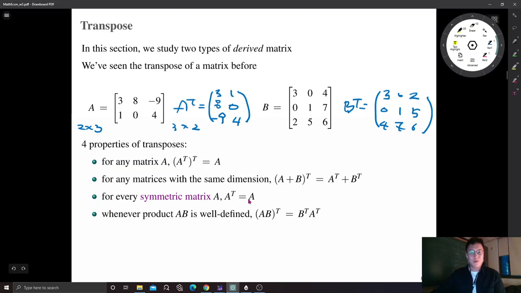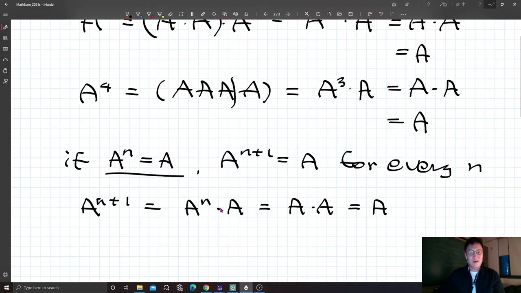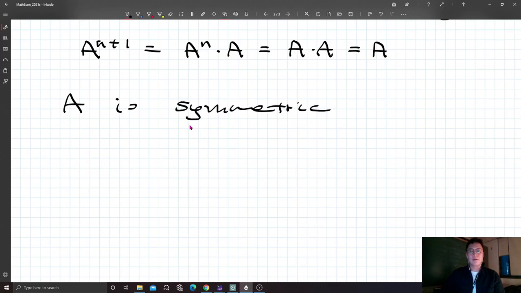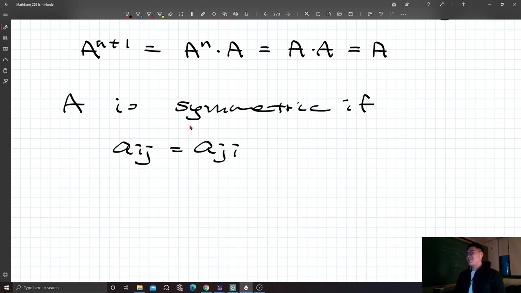Now let me introduce what is a symmetric matrix. A matrix A is said to be symmetric if its ijth entry is the same as its jith entry. Here, i and j are different, so the ij are different numbers. And one example of a symmetric matrix.